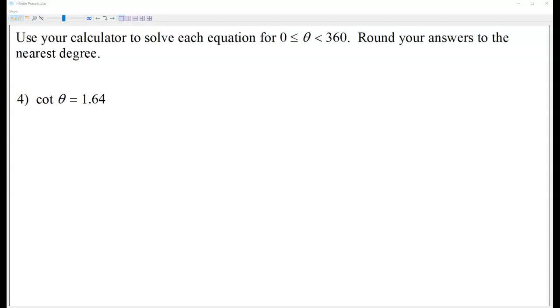All right, cotangent. We do not have a cotangent button on our calculator, so when that's the case, we go ahead and we do the reciprocal. So the reciprocal of cotangent is tangent, and the reciprocal of 1.64 is 1 over 1.64, which I'm just going to use on my calculator here to find what that would equal. And I'm getting 0.60. Well, it's actually going to be 0.61. There we go.